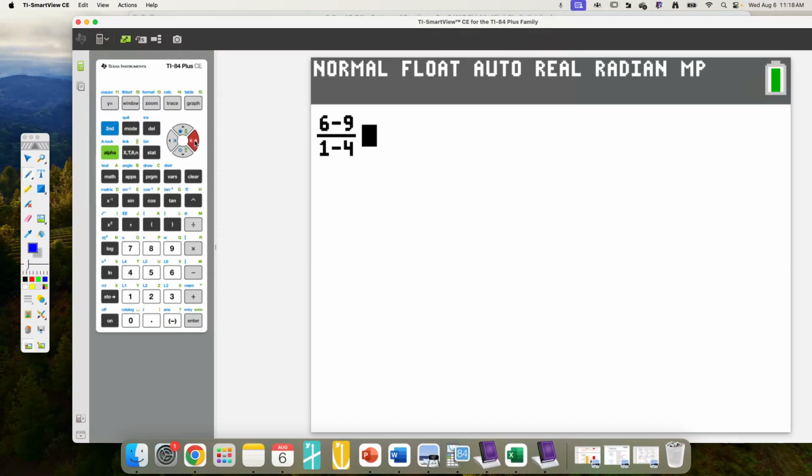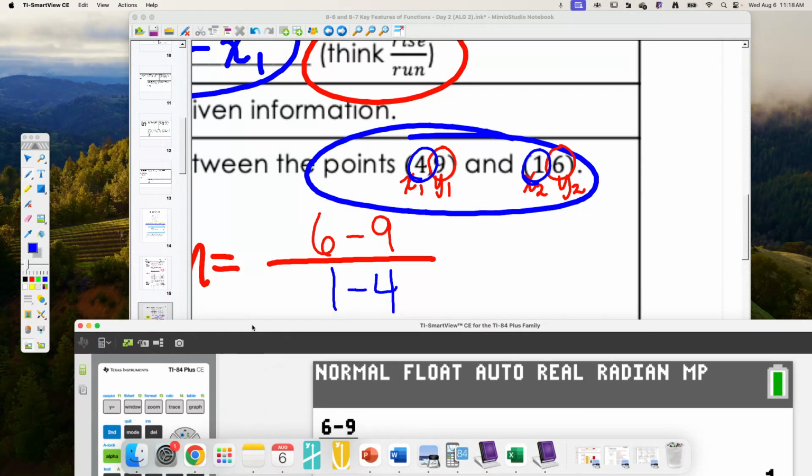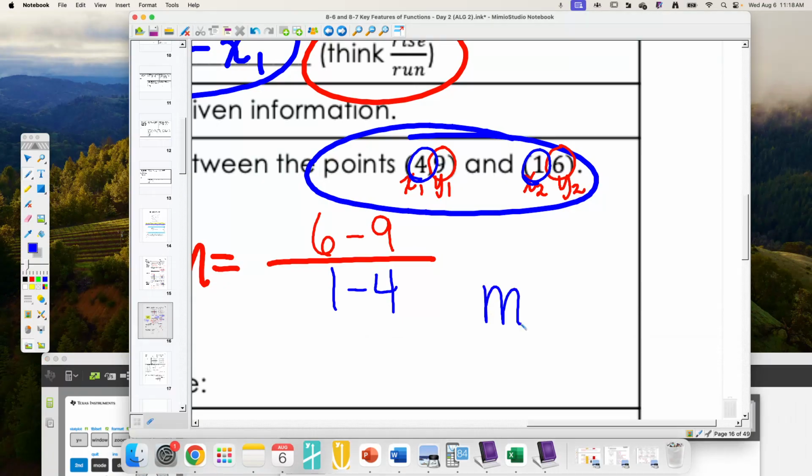What I love about this is that it will solve it and simplify it for you. Because if you were doing it without the calculator, it would be like -3 over -3. But the calculator simplifies it for you. So 1 is our answer. My slope is 1. Oh, there it is.